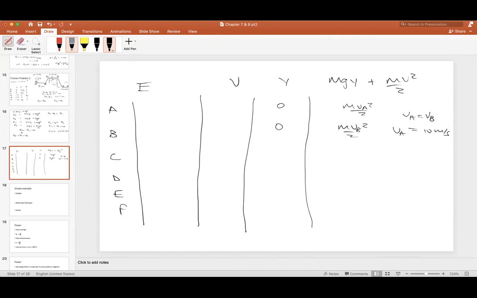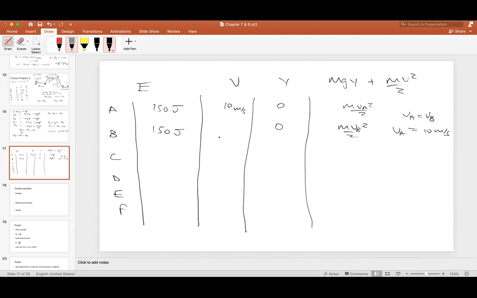So the energy here, this mass is 3 kilograms. The energy here, there's no Y, Y is 0. So this is 3 divided by 2, which is 1.5, times 10 times 10, which is 100. So 1.5 times 100 is 150 joules. It still has 150 joules here.